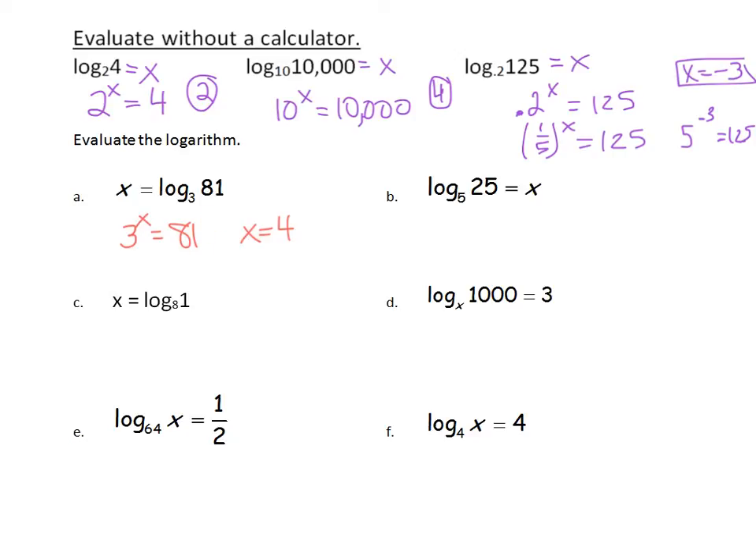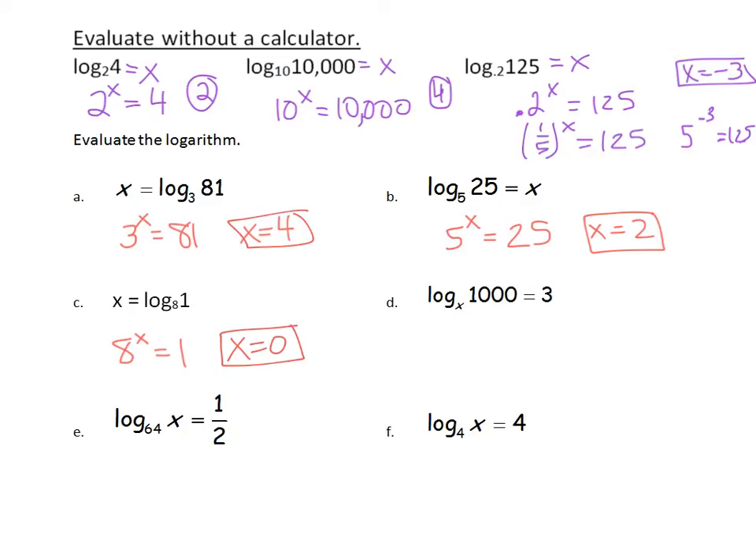Okay, this next one, log base 5 of 25 equals x. The base is 5, the exponent is x, and it equals 25. What does x need to be here? Well, 2. 5 to the second power is 5 times 5, which is 25. The next one. The base is 8, the exponent is x, and it equals 1. Oh, this is a good one. 8 to what power equals 1? Well, anything raised to the 0th power is 1. So this one is x equals 0.